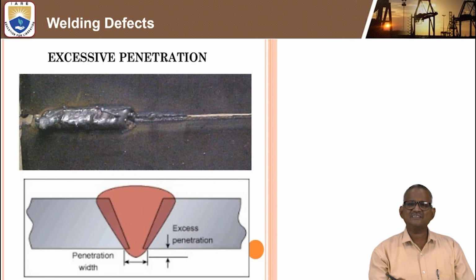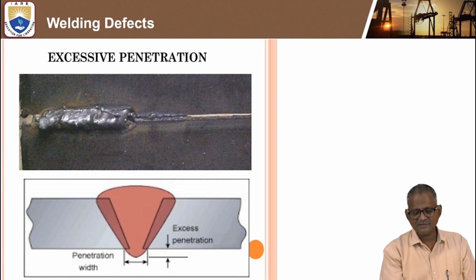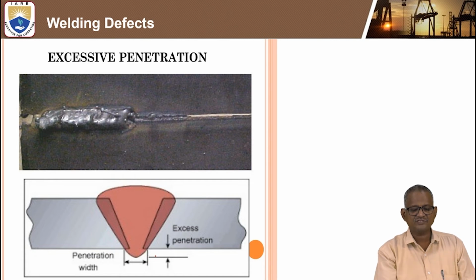Okay, so that is why this is excessive penetration. This can be clearly understood. You can see the penetration width. This is excessive penetration, exactly how much distance will come out outside.